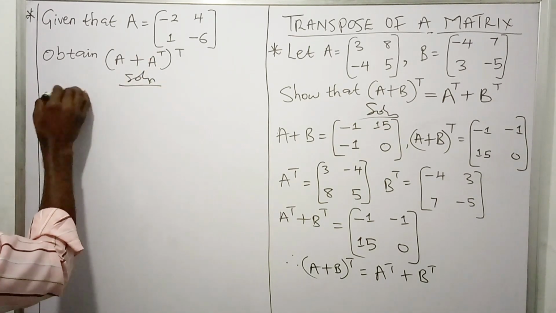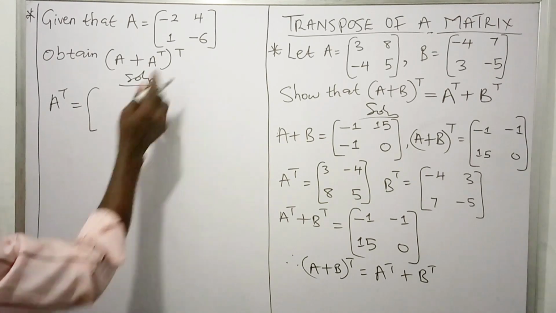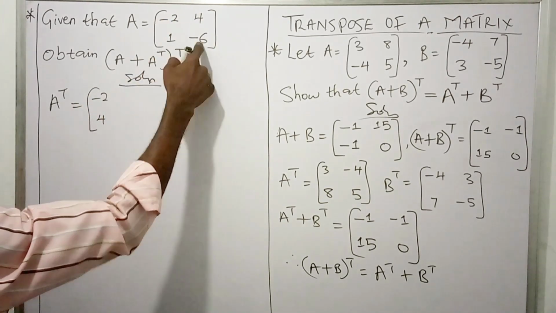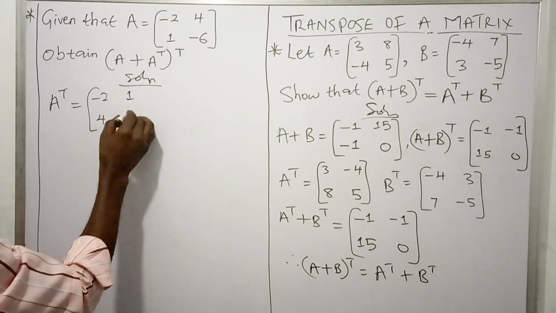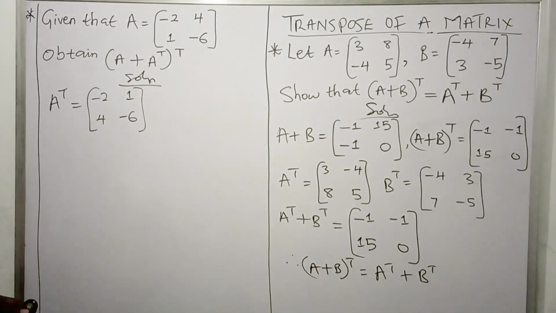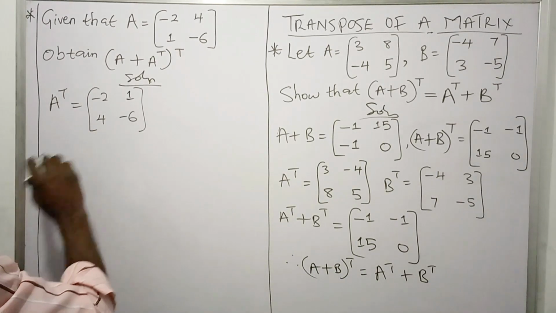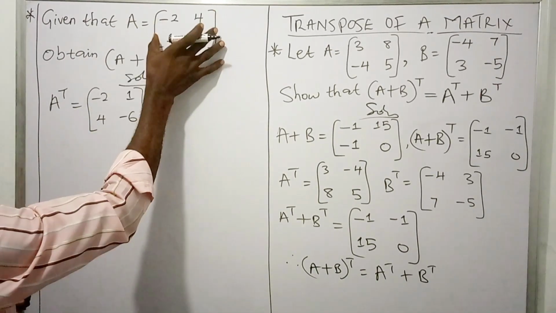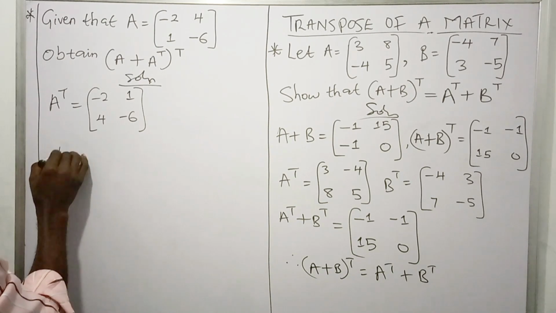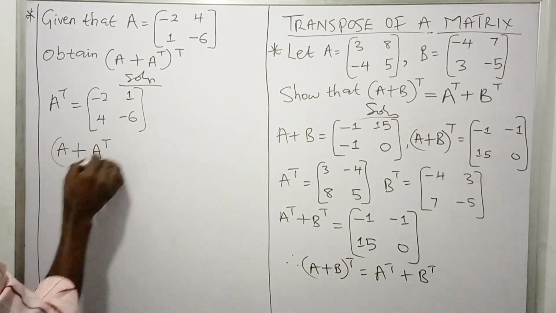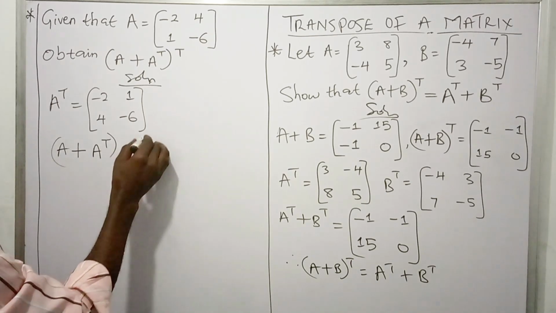Solution. A transpose will give us minus 2, 4 as a column now. Then 1, minus 6 as a column as well. Then we have A as this already. So let's get A plus A transpose first.